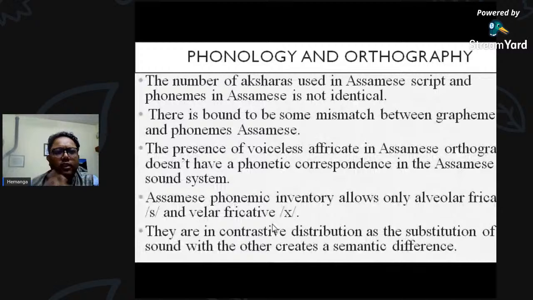So the number of aksharas used in Assamese script and the phonemes in Assamese is not identical. There's bound to be some mismatch between the graphemes and the phonemes in Assamese. The presence of voiceless affricate in Assamese orthography doesn't have a phonetic correspondence in the Assamese sound system. Voiceless affricate means cha. So sa and cha, these two sounds are neutralized and they become sa.